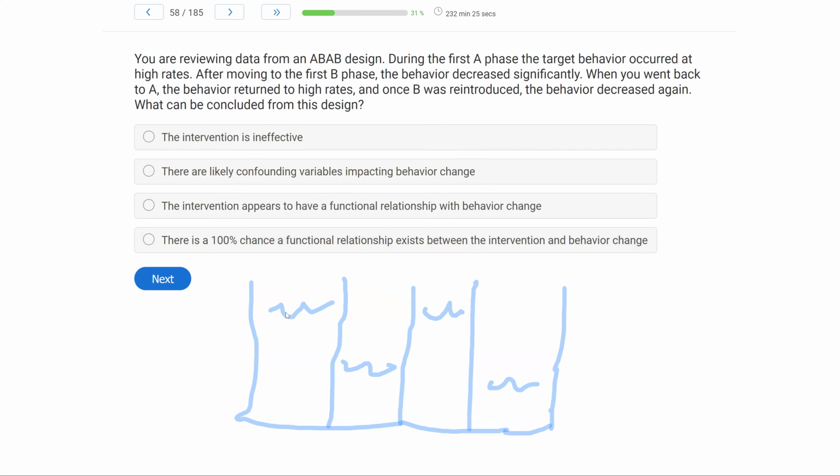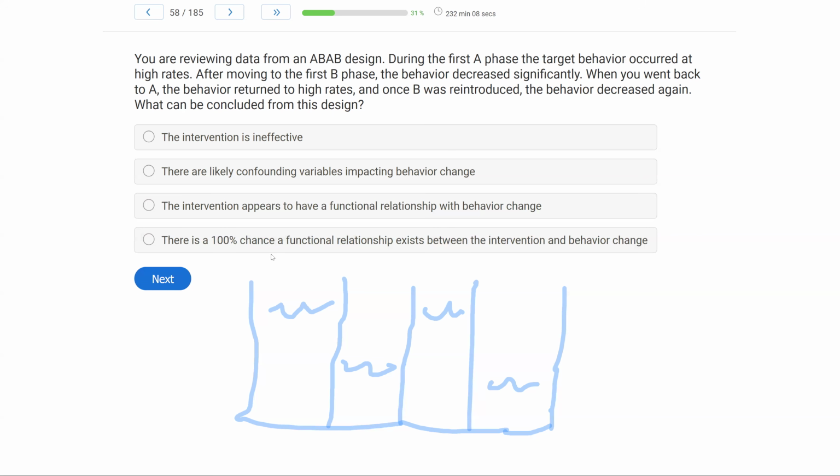Yes, we have baseline. We go to intervention. It seems like intervention is effective. We remove the intervention. We go back to the original baseline data. Intervention is once again reintroduced, and behavior changes again. It seems there's a functional relationship.